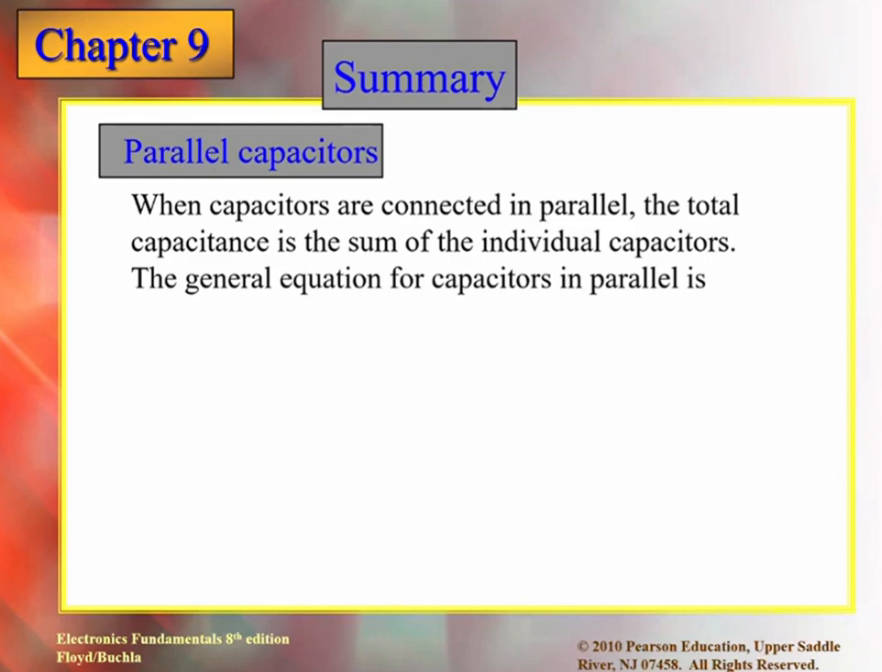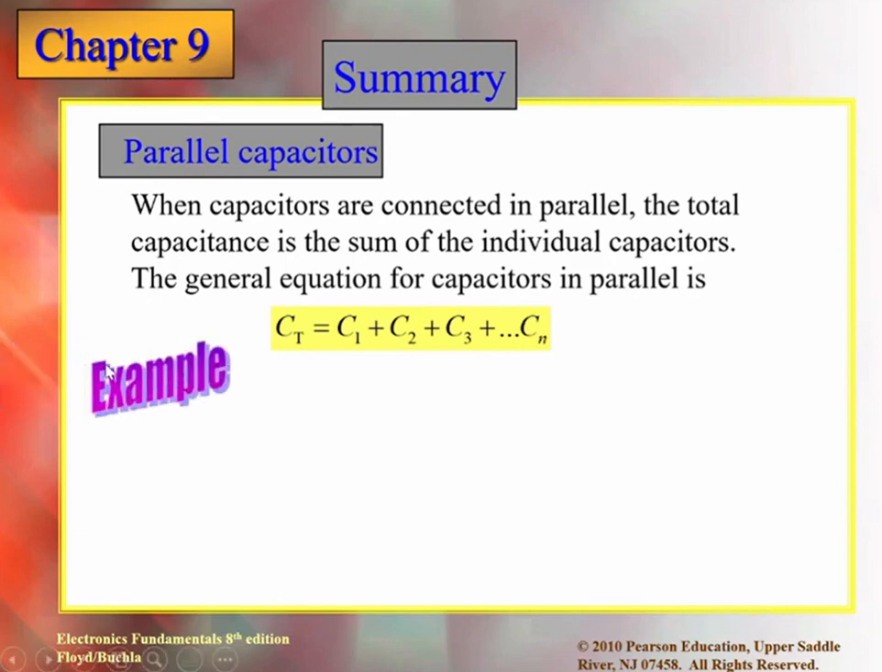So now what you learn for the series resistance is applicable for the parallel capacitors. When capacitors are connected in parallel, the total capacitance is the sum of individual capacitors. So it's just going to be the same as resistance in series. So CT is equal to C1 plus C2 plus C3 like that.